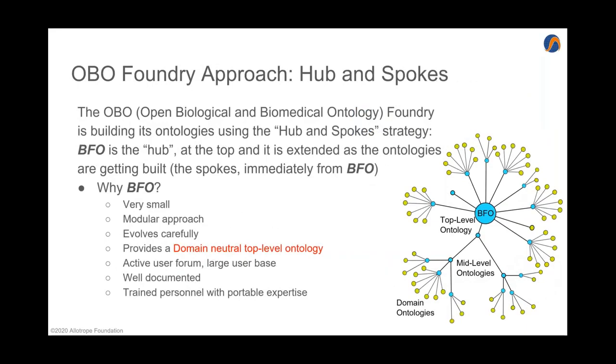So the OBO Foundry strategy for promoting ontologies was the hub and spokes, where BFO is the hub at the top, a top-level ontology, extended from the spokes immediately after the BFO into mid-level ontologies and domain ontologies. So why BFO? It is small, very modular, evolves carefully, and is a very careful design. It is a domain-neutral top ontology, and we'll see it in a moment.